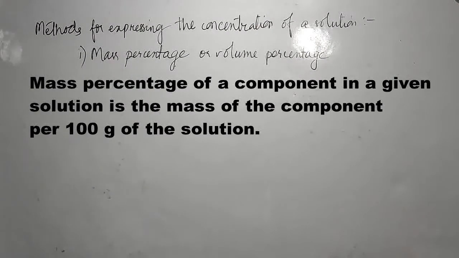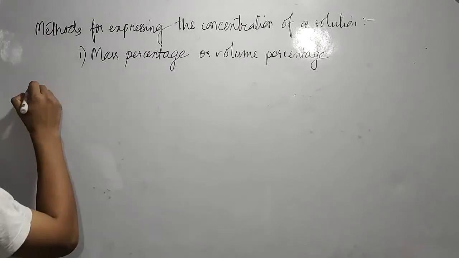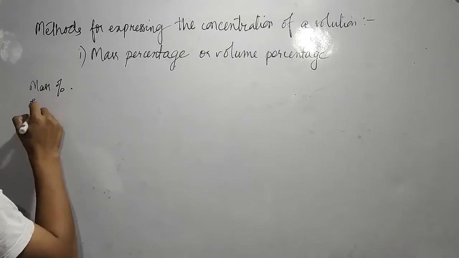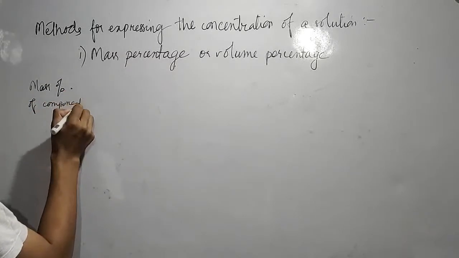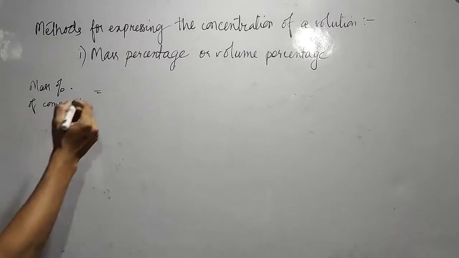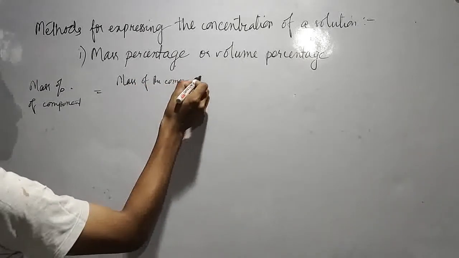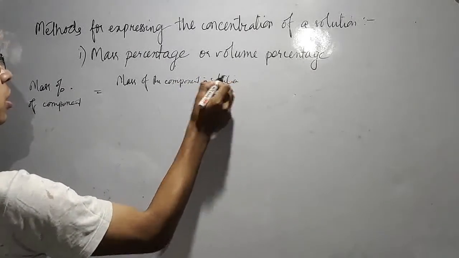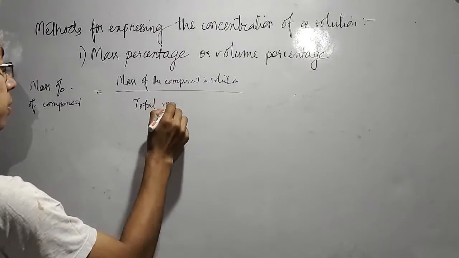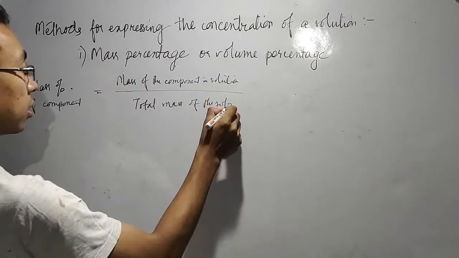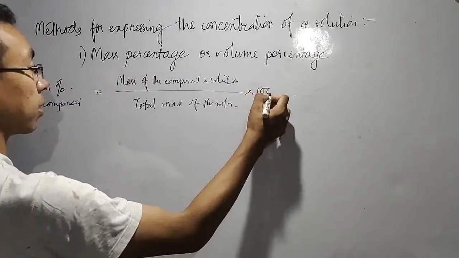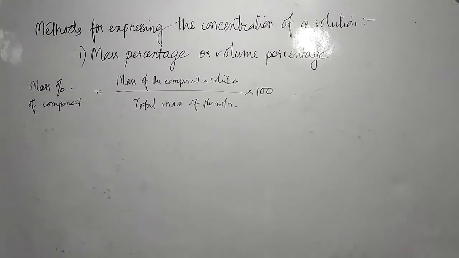Let us see the first one, that is mass percentage or volume percentage. Mass percentage of a component in a given solution is the mass of the component per 100 gram of the solution, which is given by: mass percentage of the component will be equal to mass of the component in solution divided by total mass of the solution, multiplied by 100. So that way we find the concentration in terms of mass percentage.